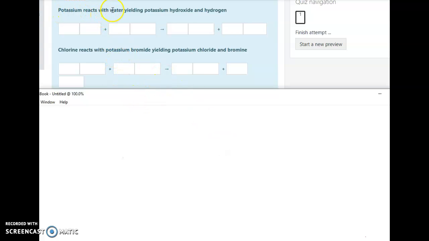Potassium reacts with water, yielding potassium hydroxide and oxygen. Potassium is a metal on the periodic table. It is the symbol K. So all I need to write down for potassium is the symbol K. Reacts with is a plus sign. That's what reacts with means. It means I'm adding potassium to water, which is H2O. You sometimes have common names. You sometimes have single element names. Yielding is an arrow.